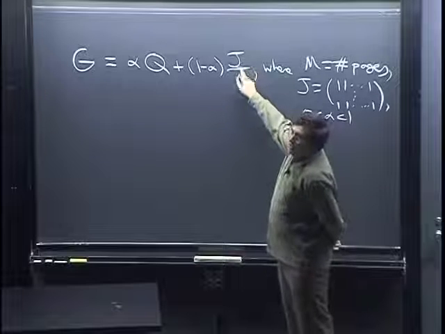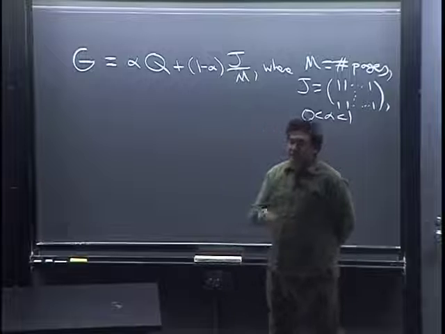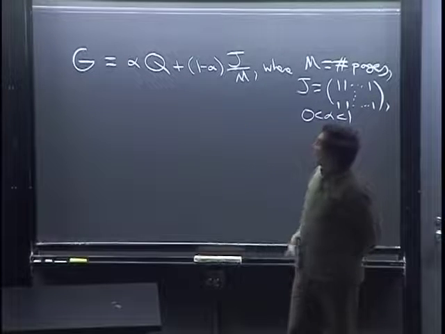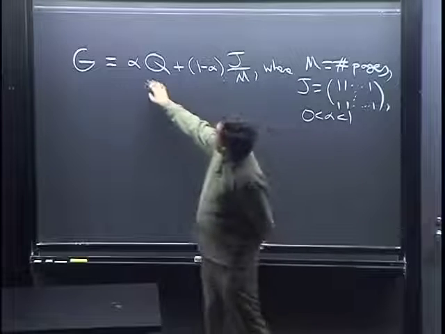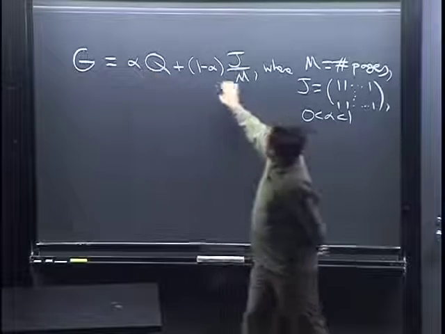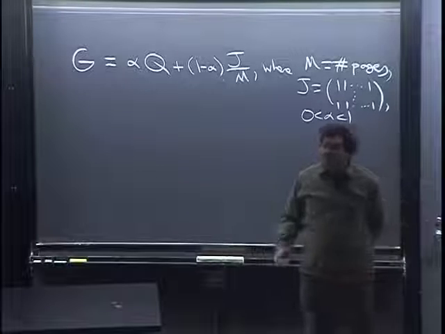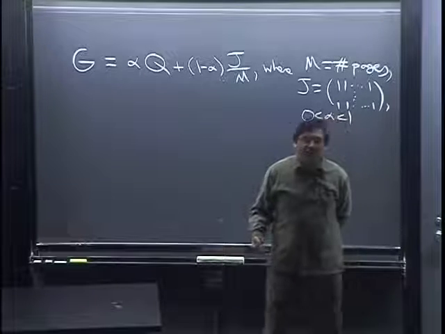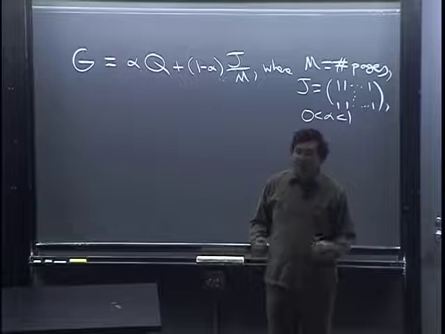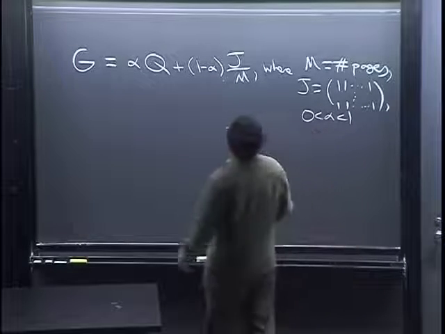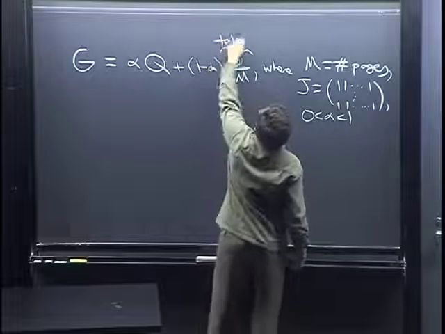Notice J over m is a valid Markov transition matrix, because the row sums are 1 and it's all non-negative. So with probability alpha, just follow the link. With probability 1 minus alpha, we do what's called teleportation. Teleportation is just the fancy word for saying don't follow the link structure anymore. Now just go to a uniformly random page. So this term is the teleportation.